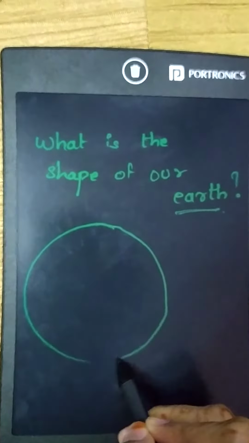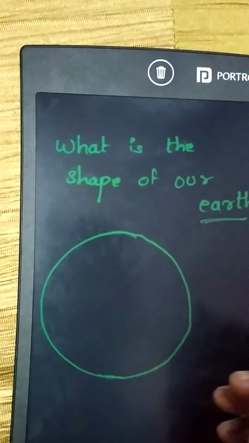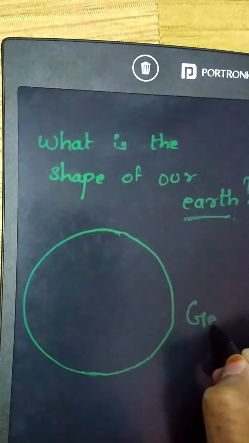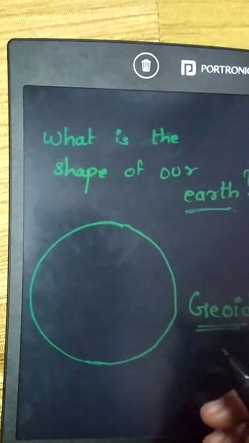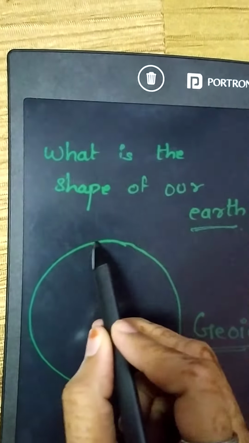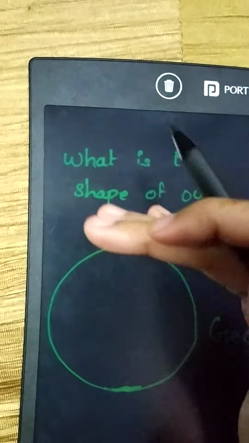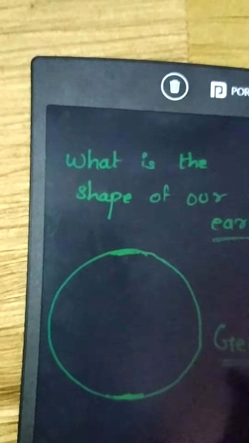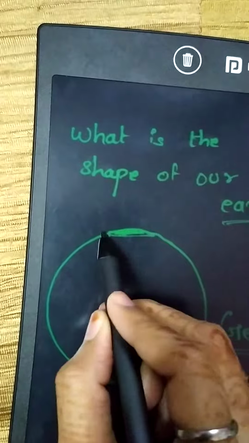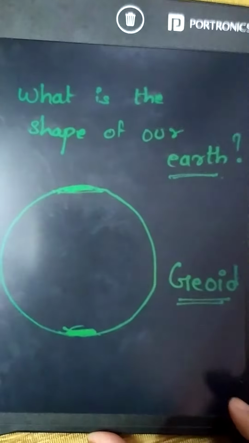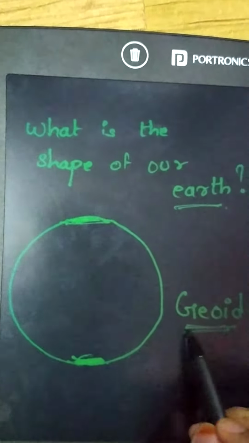You can see our earth looks like this, but the shape of the earth is not a circle. The shape of the earth is geoid, G-E-O-I-D. Why do we call the shape of our earth geoid? Because our earth at the north pole and the south pole is more flattened and bulged. This portion of our earth, north and south, is more flattened and bulged. That is why it does not look like a circle. The shape of our earth is geoid.